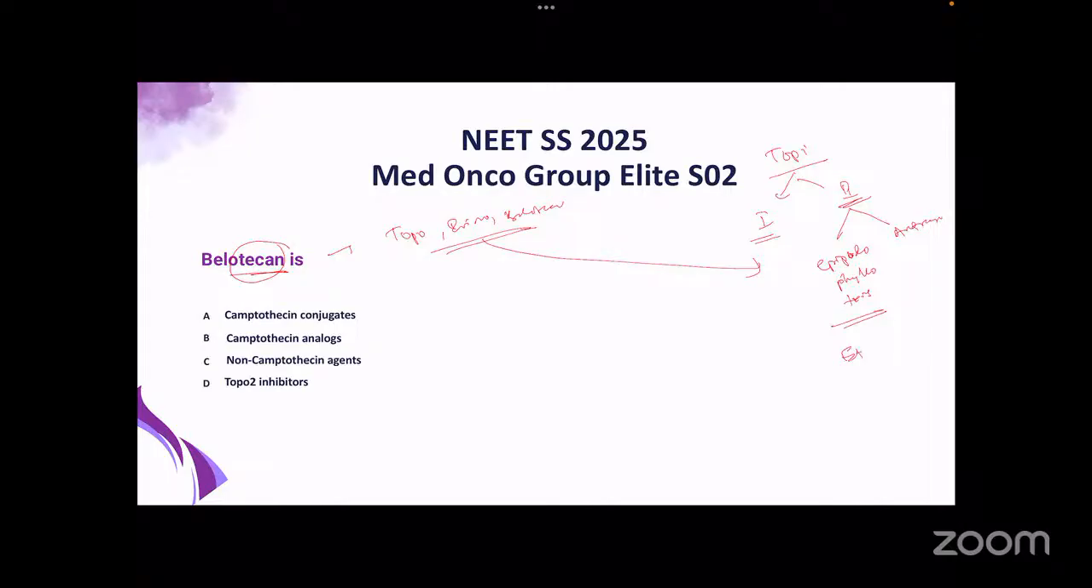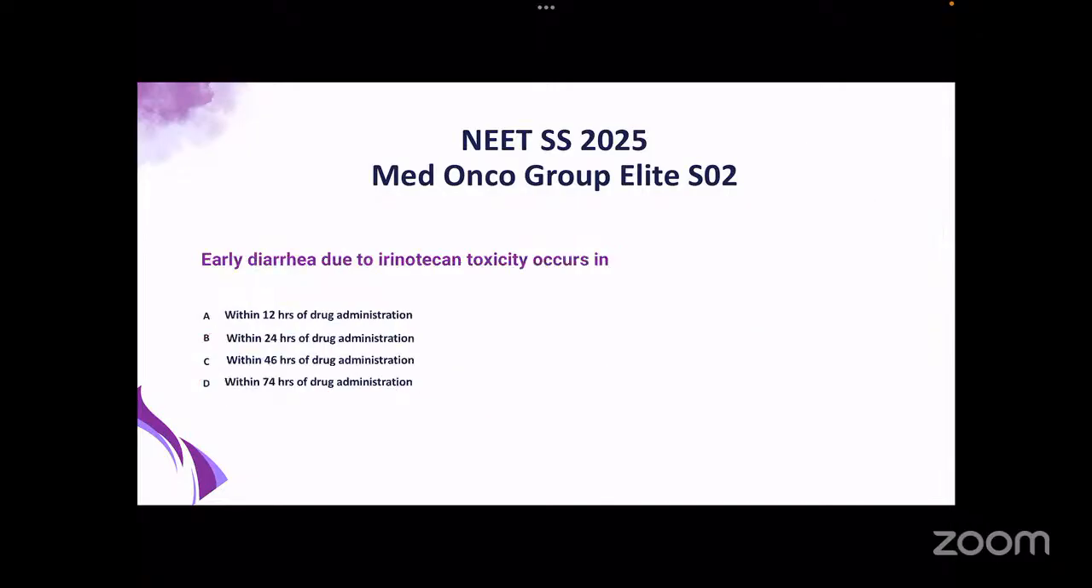Epipodophyllotoxins are etoposide, teniposide. Anthracyclines, you know already, the topo inhibitors. Topotecan and the others are all camptothecin analogs, not conjugates. Non-camptothecin agents are the anthracyclines, epipodophyllotoxins, and topoisomerase 2 inhibitors are again these molecules. So what is the answer? The answer is camptothecin analogs.